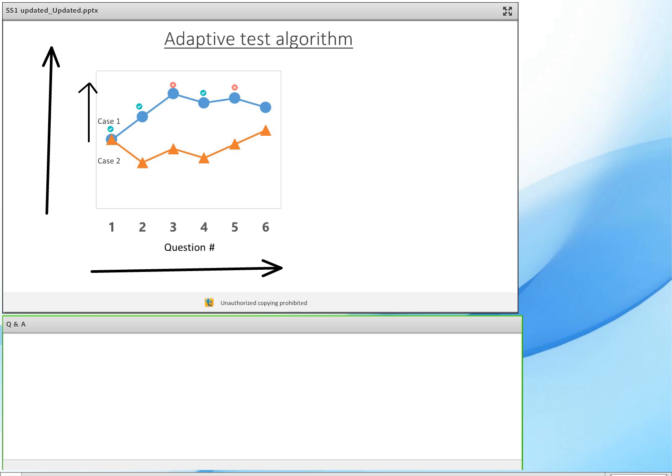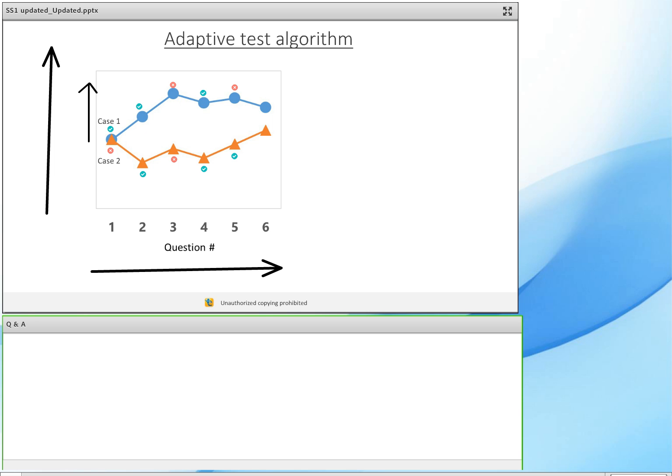Let's look at student 2. Student 2 gets the first question, of similar or medium difficulty level, and gets that wrong. Gets the second question, which is a lot easier, and gets that right. Gets the third question, which is slightly more difficult, and gets that wrong. Gets the fourth question, which is relatively easier, gets that right, and gets the fifth question right as well.